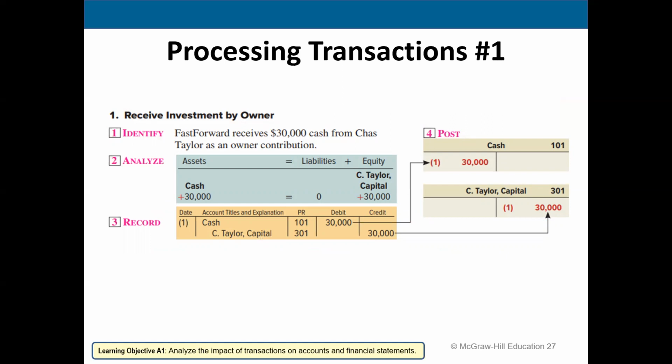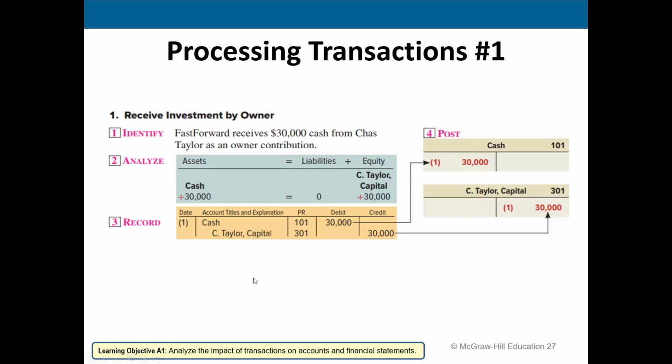And then the second thing I do is ask myself, well, what is happening? Well, the company's receiving cash. So my cash will be going up, and it's receiving cash from the owner. So that's going to be recorded as a capital investment by the owner. So then third, I ask myself, okay, well, what are the debit and credit rules going on here? So cash is increasing, and cash is an asset. So that will be increased with a debit. And then the capital investment is an equity account, and it's also increasing. So equity accounts increase with a credit.